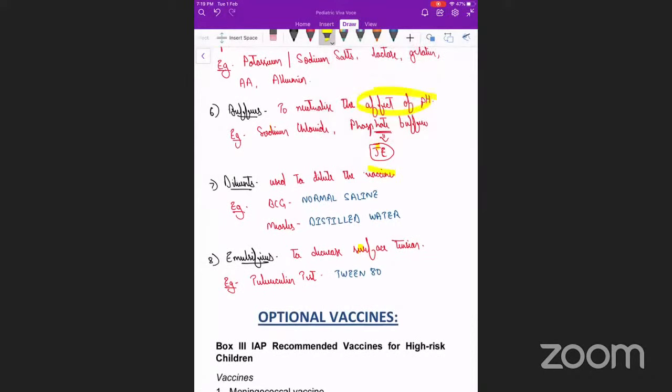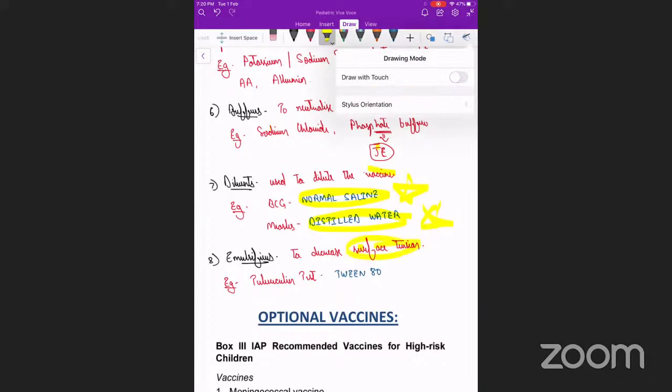For the others, if you know one or two examples it is fine, but this they might ask in specific. BCG should be diluted using normal saline, whereas measles should be diluted using distilled water, okay? Please know these 2 points, okay? These 2 points the examiners are fond of asking. Next is the emulsifier. It is to decrease the surface tension.